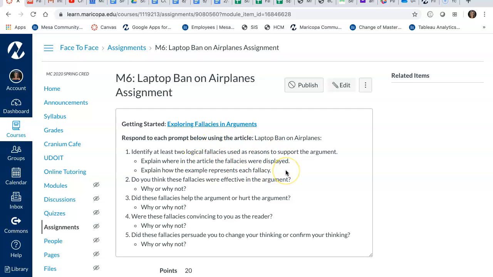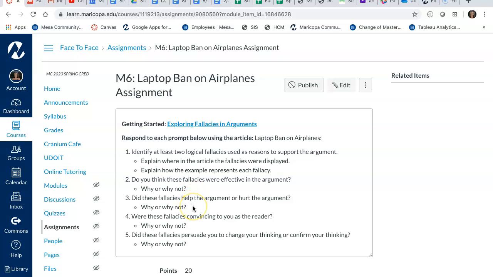Once you have your 2 logical fallacies, you are then going to tell me whether or not you feel those fallacies were effective. I am asking for a very specific answer. Don't tell me yes, don't tell me no, and don't tell me because they were convincing or because they weren't. I want you to look at both of the fallacies from number 1, and in number 2, spread them out and tell me, was the first fallacy effective? Why or why not? Was the second fallacy effective? Why or why not? And give concrete examples as to why they were or why they were not.